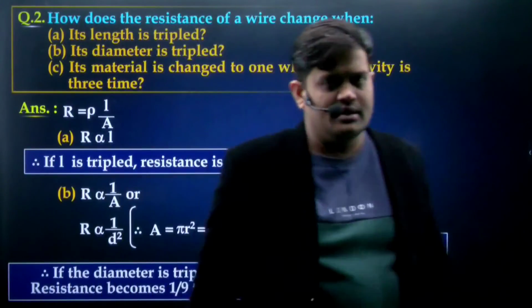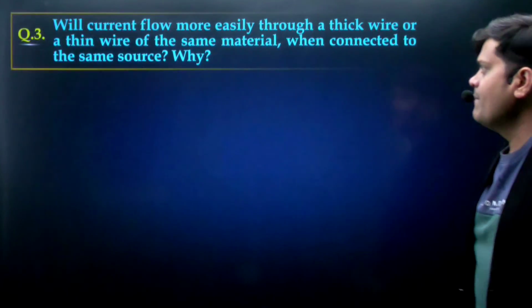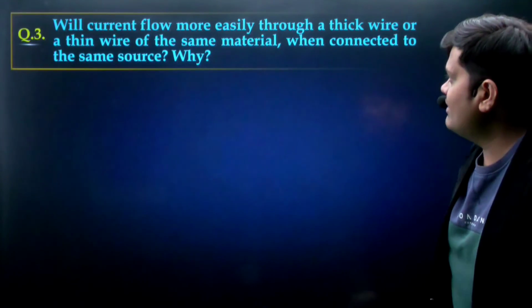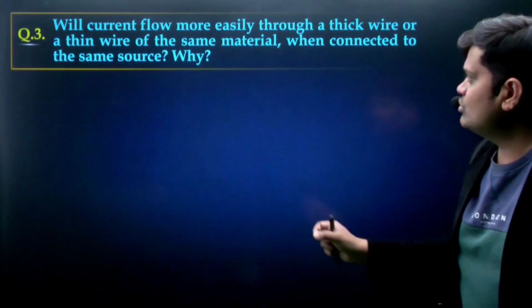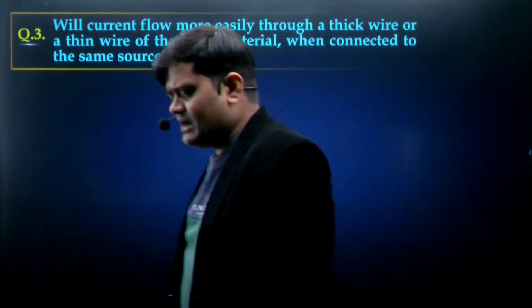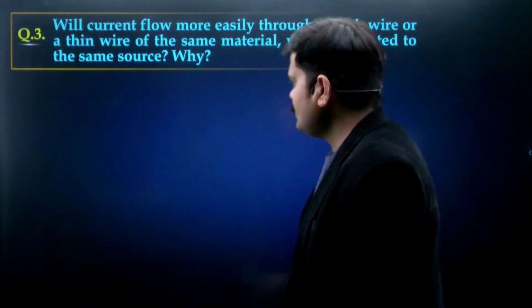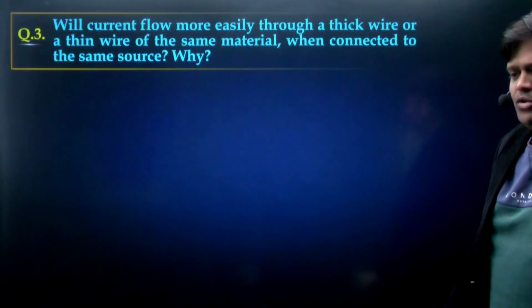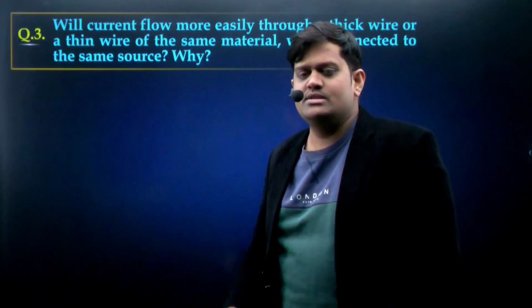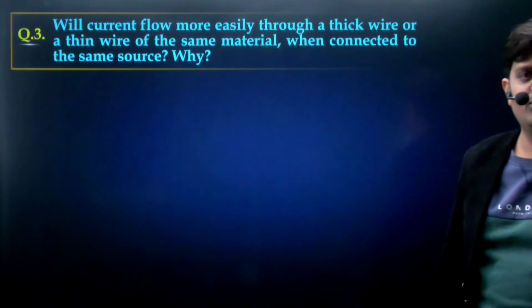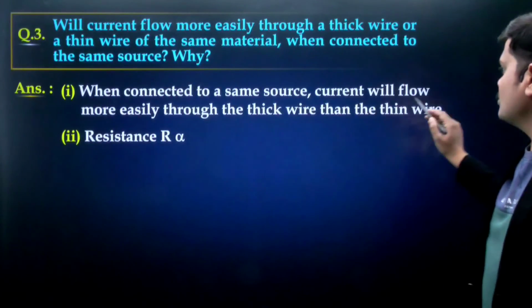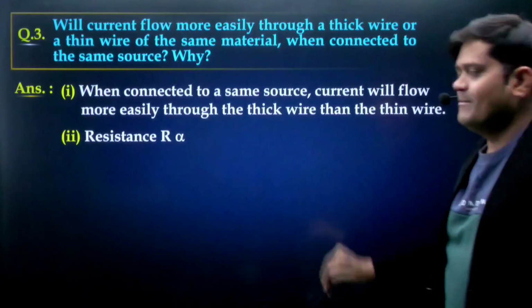Now we are going on to the last question. Will current flow more easily through a thick wire or a thin wire of the same material when connected to the same source? As we know, in a thick wire current flows more easily compared to the thin wire. So this is the answer: when connected to the same source, current will flow more easily through the thick wire than the thin wire.